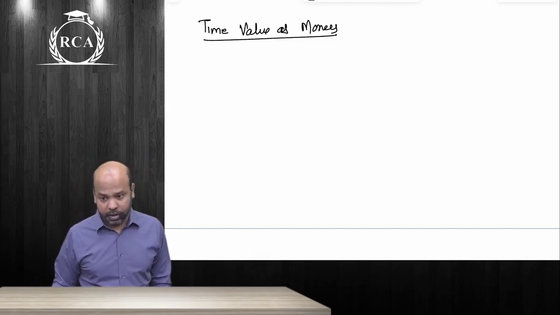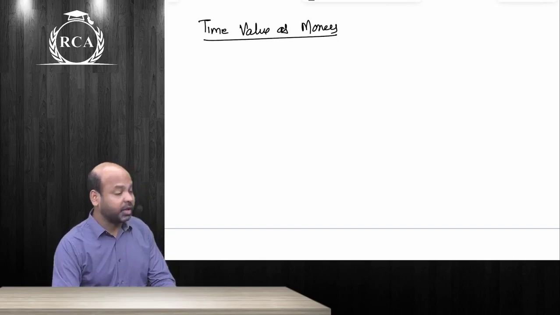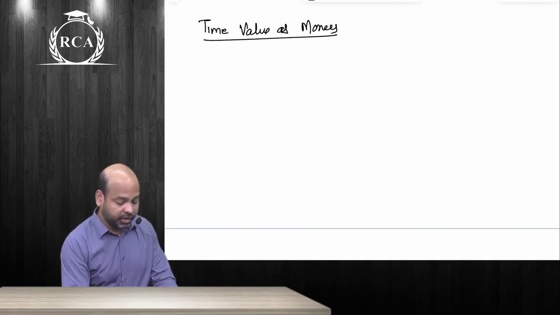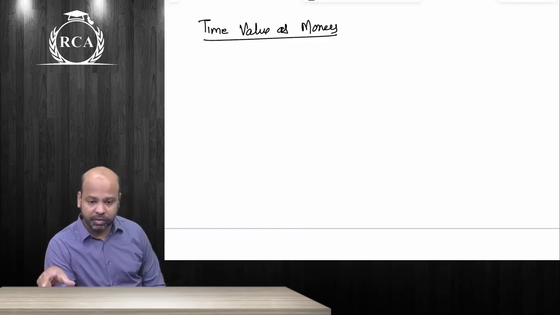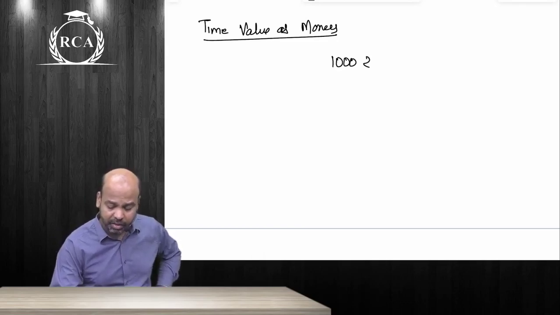Now, I already spoke about the purchasing power of money the other day. I said because of inflation, the prices of commodities will keep increasing year after year. And if the prices of commodities are increasing, you will not be able to maintain your purchasing power with the same amount of money. We took the example of 1000 rupees the other day, remember?